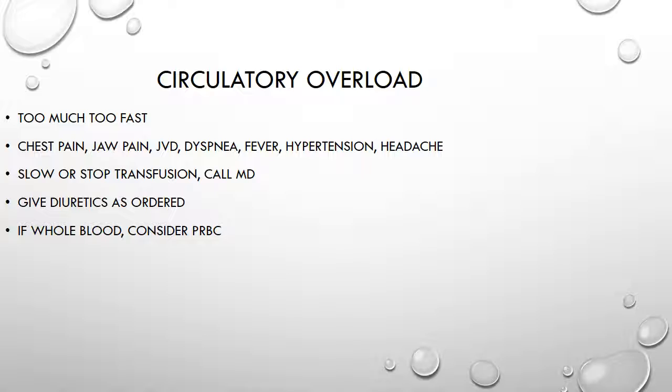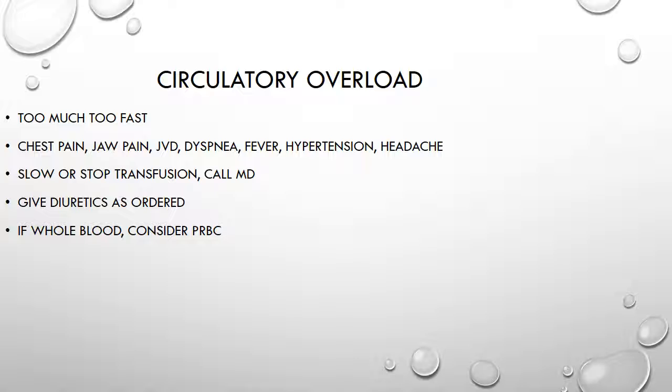Some of the things that we can do for them is to stop that transfusion, sometimes slow it down. We perhaps are giving the transfusion too fast for their cardiac system to compensate for that. And of course, we're going to call the MD. A lot of times with a circulatory overload, or a patient that we suspect might have circulatory overload, such as they're going to get 2 units or 3 units of packed red blood cells or something along those lines, the doctor is going to order diuretics given between the units of blood.